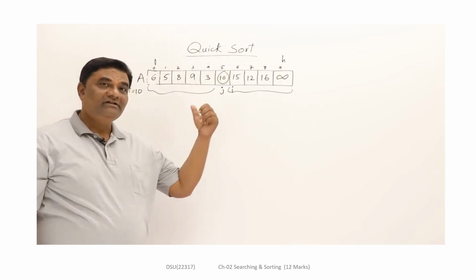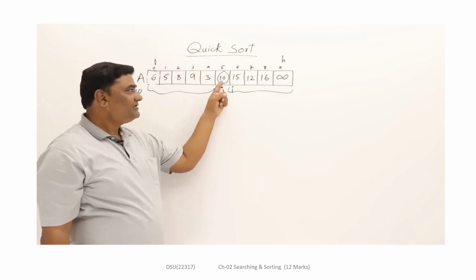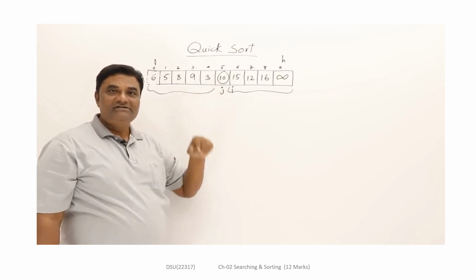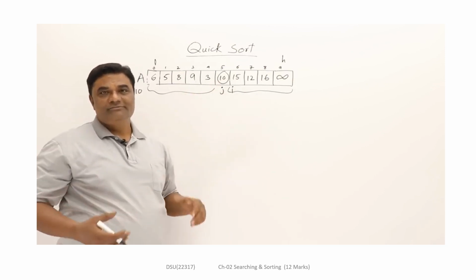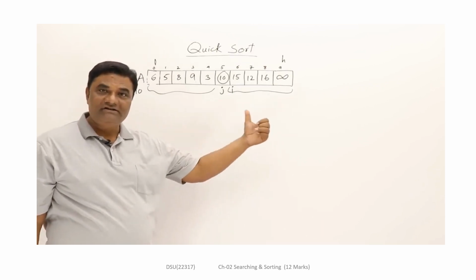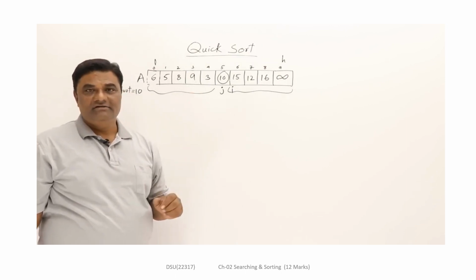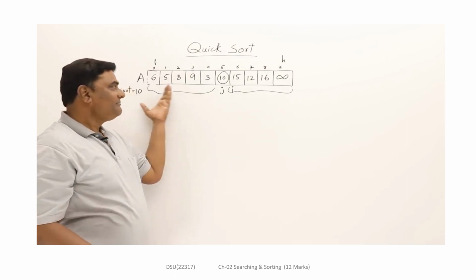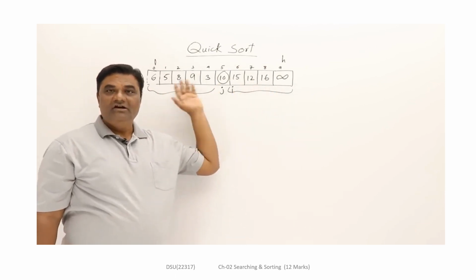Then who is sorted? 10 is sorted. Pivot is sorted. This is the partitioning position. This is how the partitioning position works. I have shown you the partitioning procedure, which has worked on one list and found out the position of a pivot element. Now break this, and perform quick sort recursively on either side.